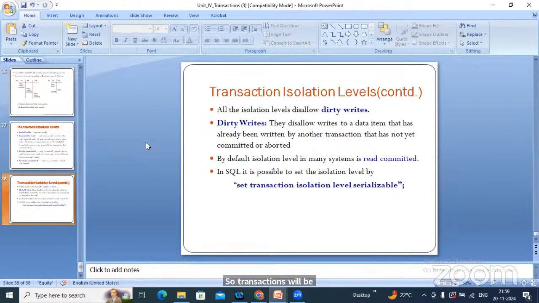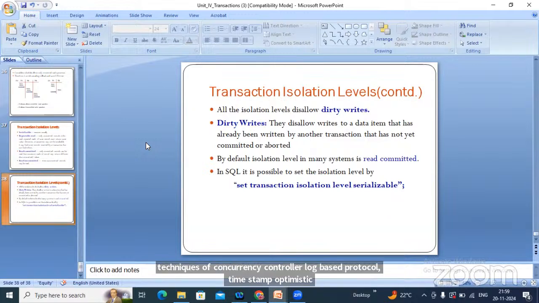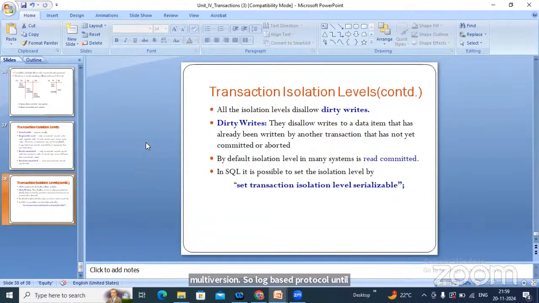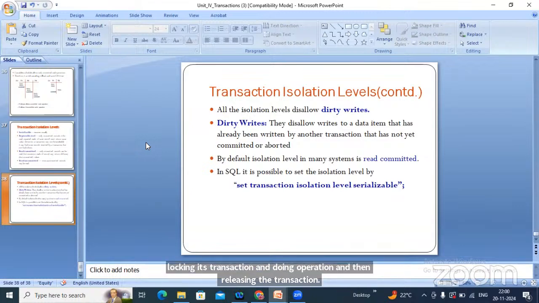So the techniques of concurrency control are log-based protocol, timestamp, optimistic, multi-version. Log-based protocols come under recovery and atomicity. The name itself says locking the transaction. How we protect and how we recover all come in this. Whatever the transaction is doing, first lock the transaction, do the operation and then release it by unlocking. A lock guarantees exclusive use of the data items to the current transaction.